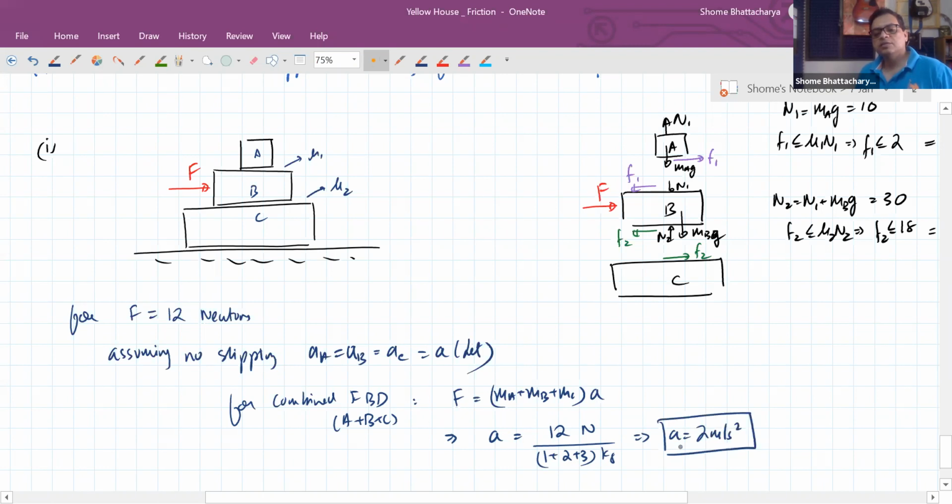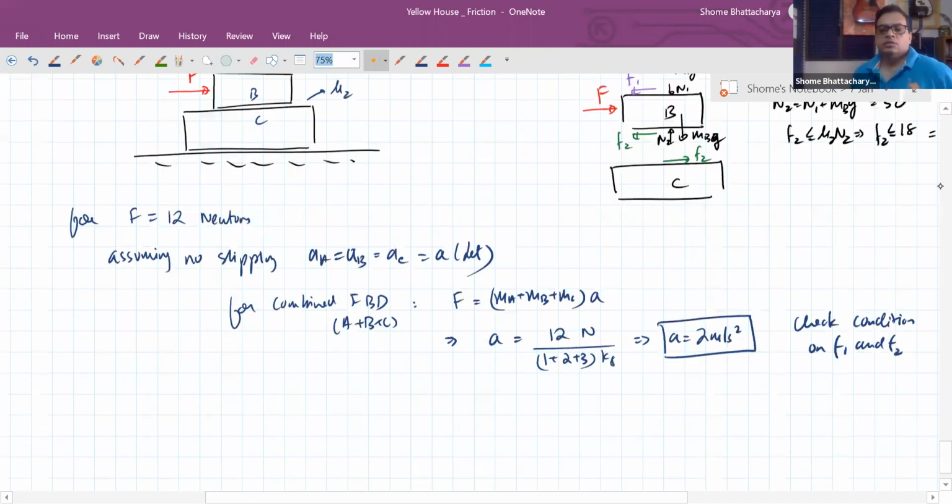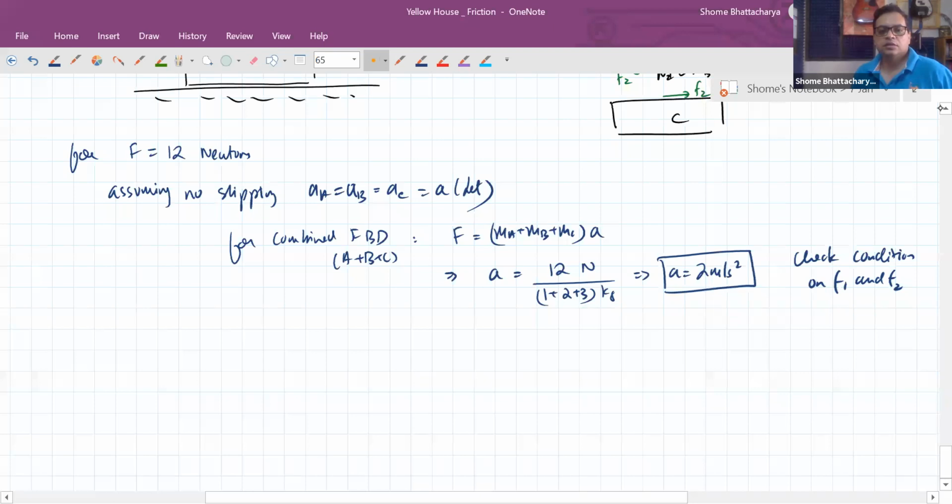Now for this acceleration, we have to check the condition on friction F1 and F2, because the required value of friction cannot exceed the available value of friction, which is 2 newtons and 18 newtons respectively. So let's do that next.